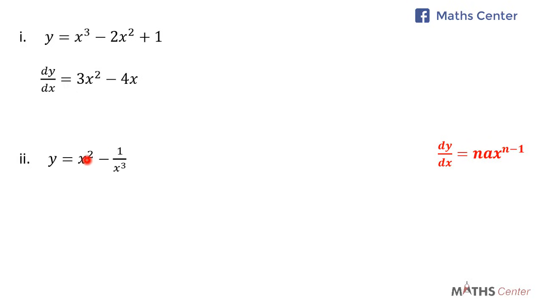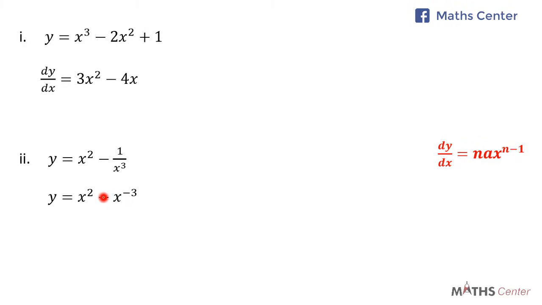The next example is x squared minus 1 divided by x cubed. As you can see from here, we have a quotient, a division. We are going to use our knowledge of indices to write this without the division sign. From indices, we learned that if we have 1 divided by a exponent n, it can be written as a exponent negative n. So here, this can be written as x squared minus x exponent negative 3. Okay. Now that we have it without a division sign, we can apply the general rule for differentiation here.